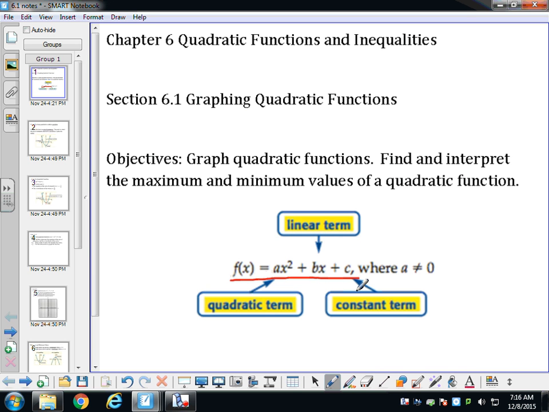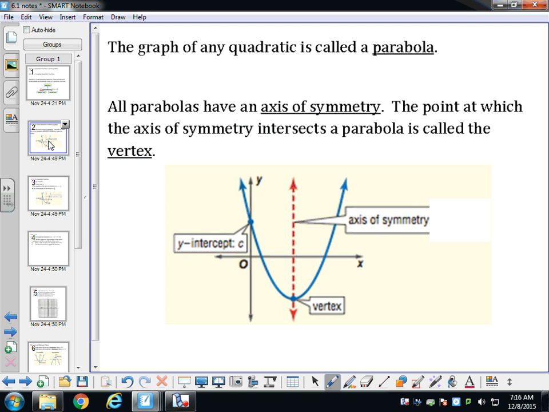Now, a cannot be 0, because if a is 0, then you have no quadratic term, and it is not a quadratic function. The graph of any quadratic is called a parabola. The parabola has a U shape. Now, all parabolas have an axis of symmetry. Basically, if you took that parabola and folded it along the axis of symmetry, there would be the exact same thing on each side.